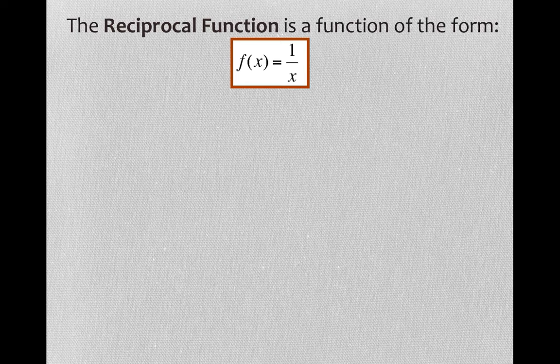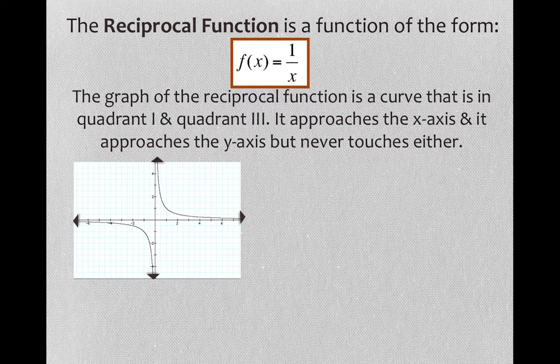The next function is the reciprocal function. It's a function of the form f of x equals 1 divided by x. The graph of the reciprocal function is a curve that is in quadrant 1 and quadrant 3. It has two branches. It approaches the x-axis and it approaches the y-axis, but it does not touch either of them. If you look at the branch that's in quadrant 3, you can see that this branch will approach the x-axis, get closer and closer to it, but never touch it. It will also approach the y-axis, but never touch it.